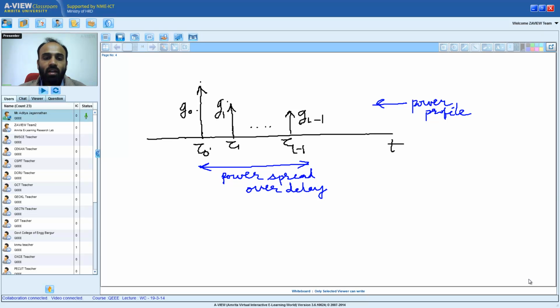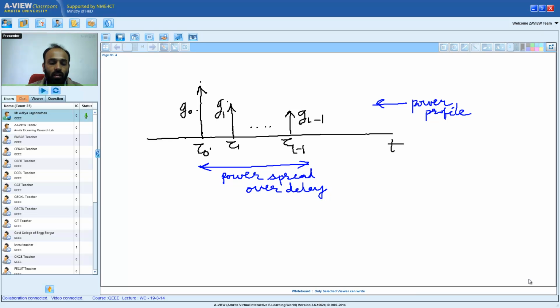The power of the wireless channel is basically spread over this delay, ranging from tau naught to tau 1, and so on, up to tau L minus 1. That is, I have a component with power G0 arriving at delay tau naught, a component with power G1 arriving at delay tau 1, and so on, and a component with power GL minus 1 arriving at delay tau L minus 1.